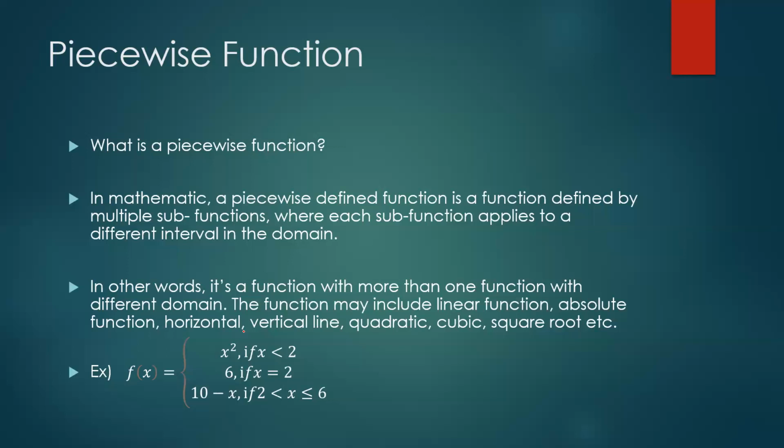If you look at this example, this is an example of a piecewise function. Notice it has three graphs with different domains, right? The first one, x squared, is a parabola. The other one is 6, which is a linear horizontal line. And then the graph 10 minus x is a linear line. And as you can see, there are different domains. So we'll go over that.